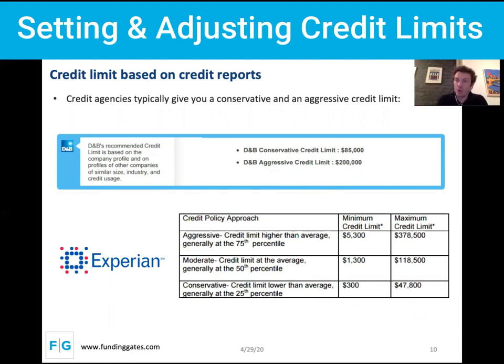These are all different data points. There is no single one right way, but these give you tools and methods to extrapolate what the credit limit band should be for a particular customer.